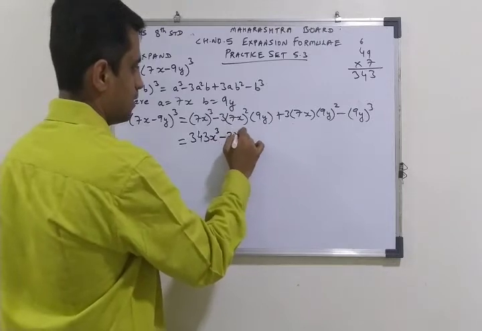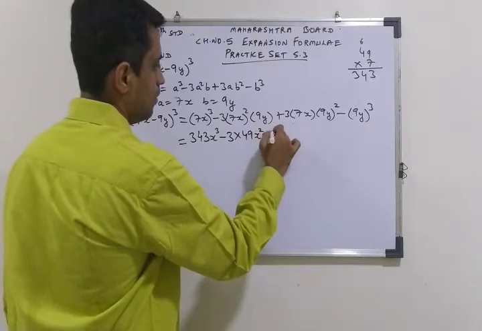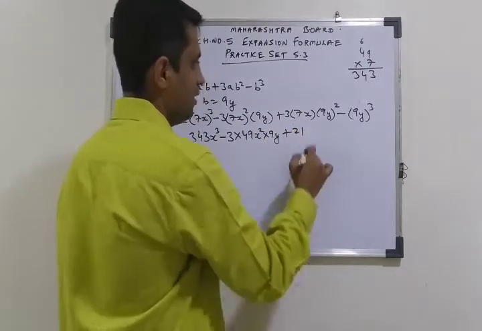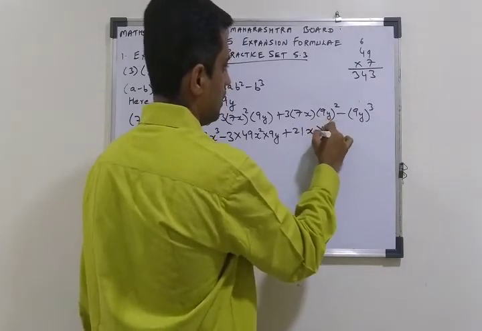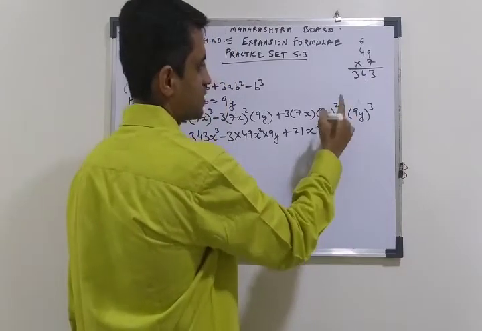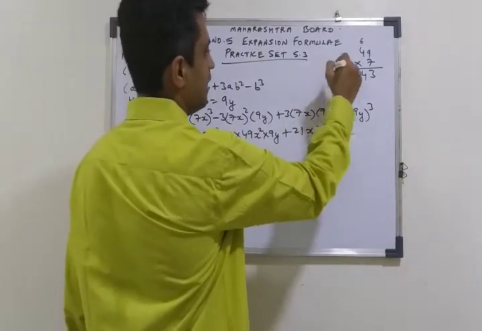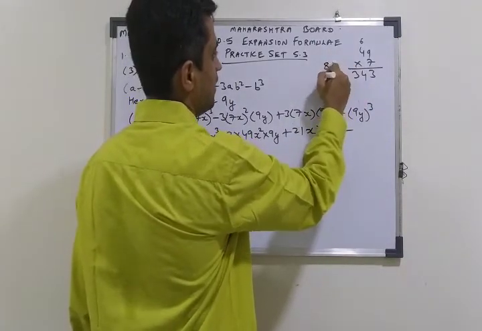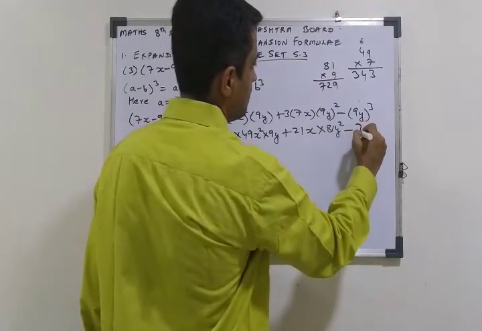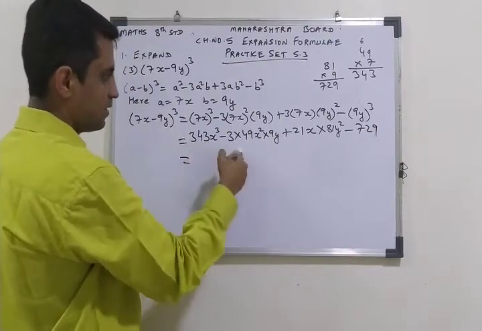Minus 3 into 7 square is 49 x square into 9y, plus 7 threes are 21 x into 9 square is 9 nines are 81 y square. y square is y square, minus 9 cube. 9 nines are 81, 9 cube is 9 nines are 81 and 81 into 9. 9 ones are 9, 8 nines are 72. So what will be there? 729. After this, again we will solve it.